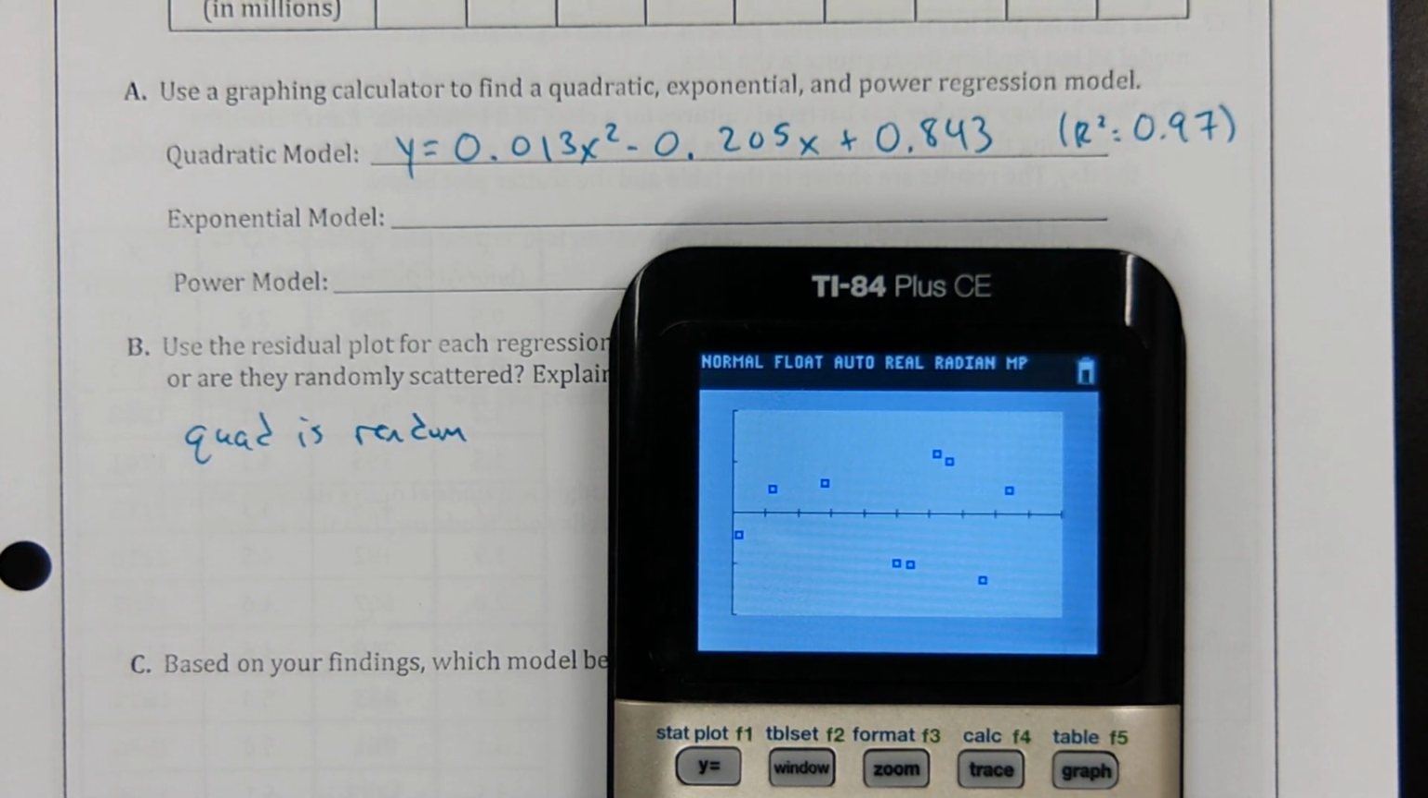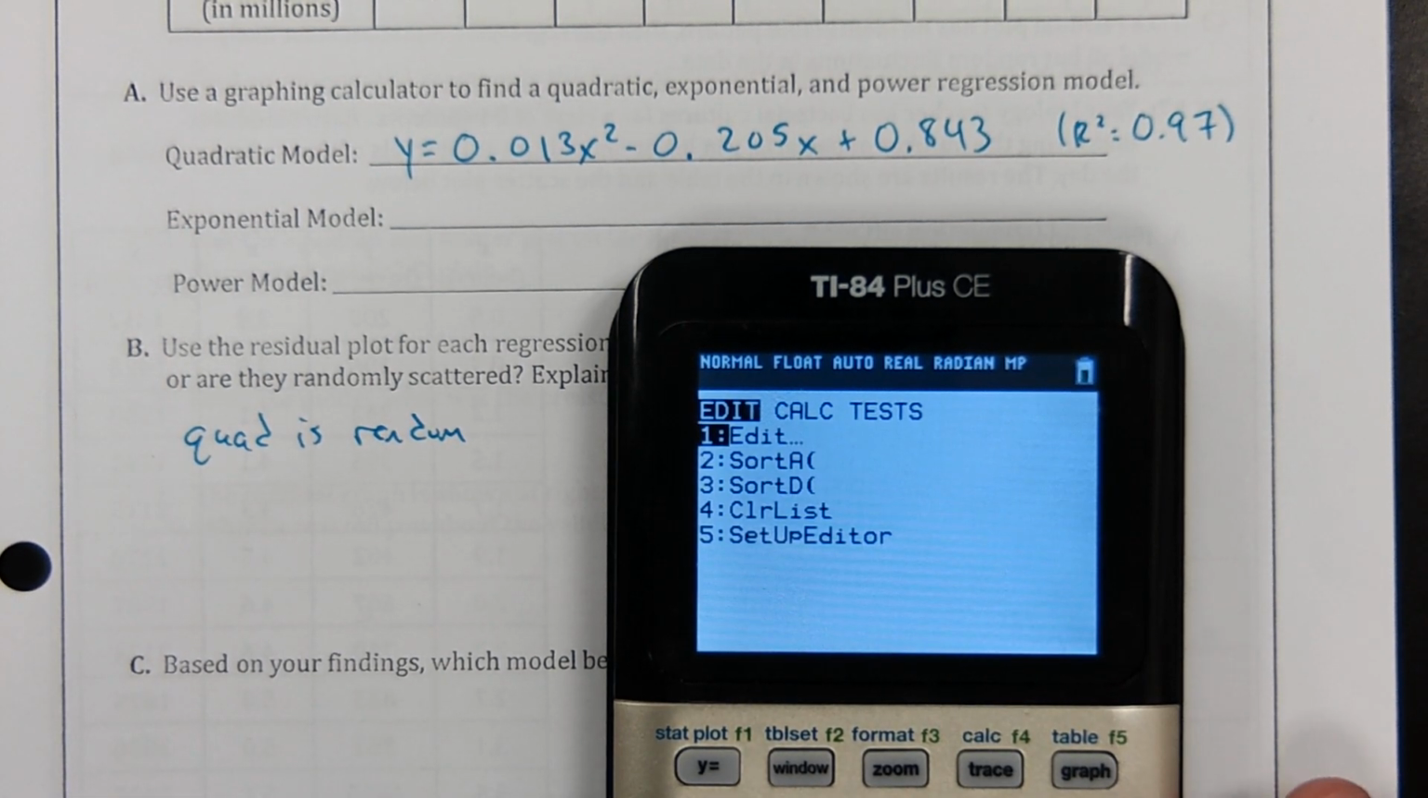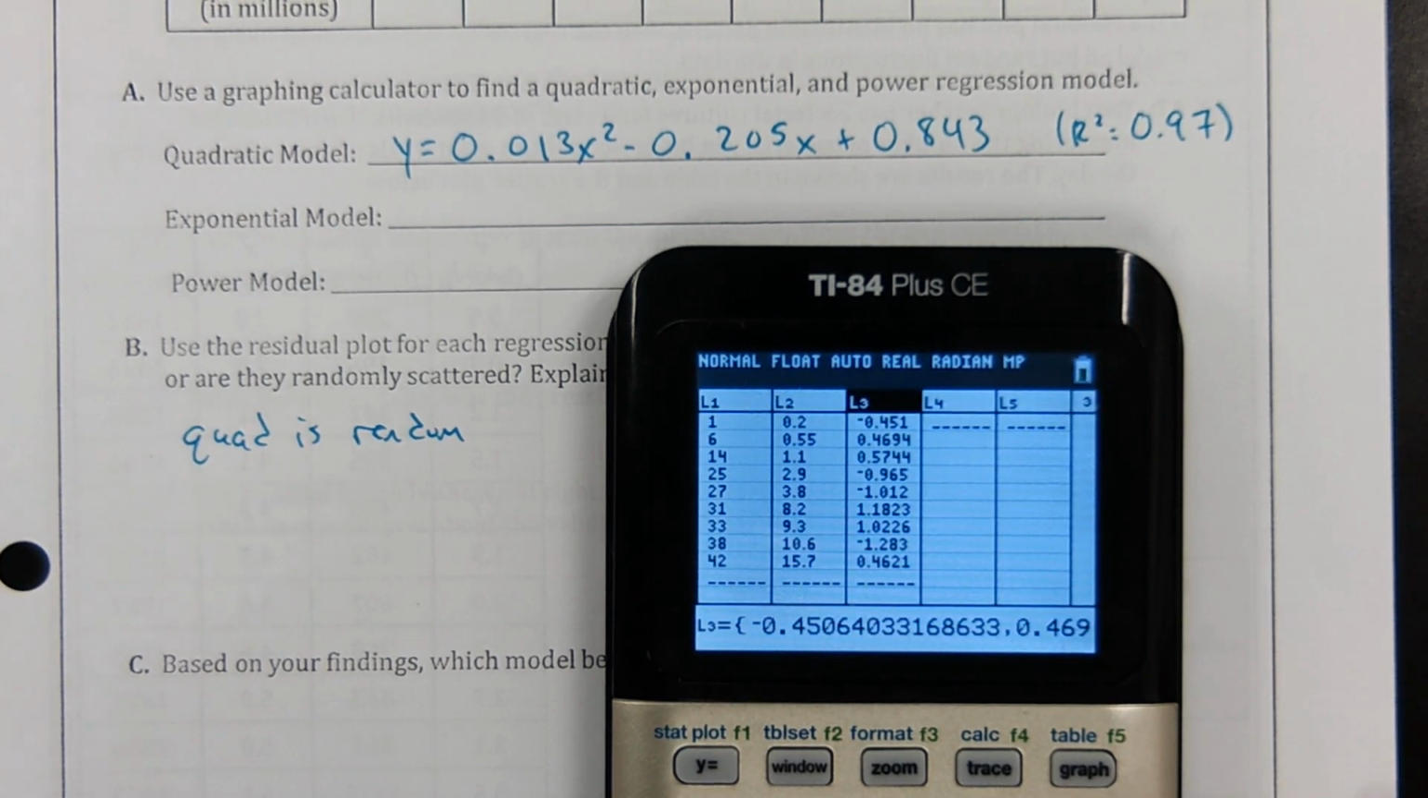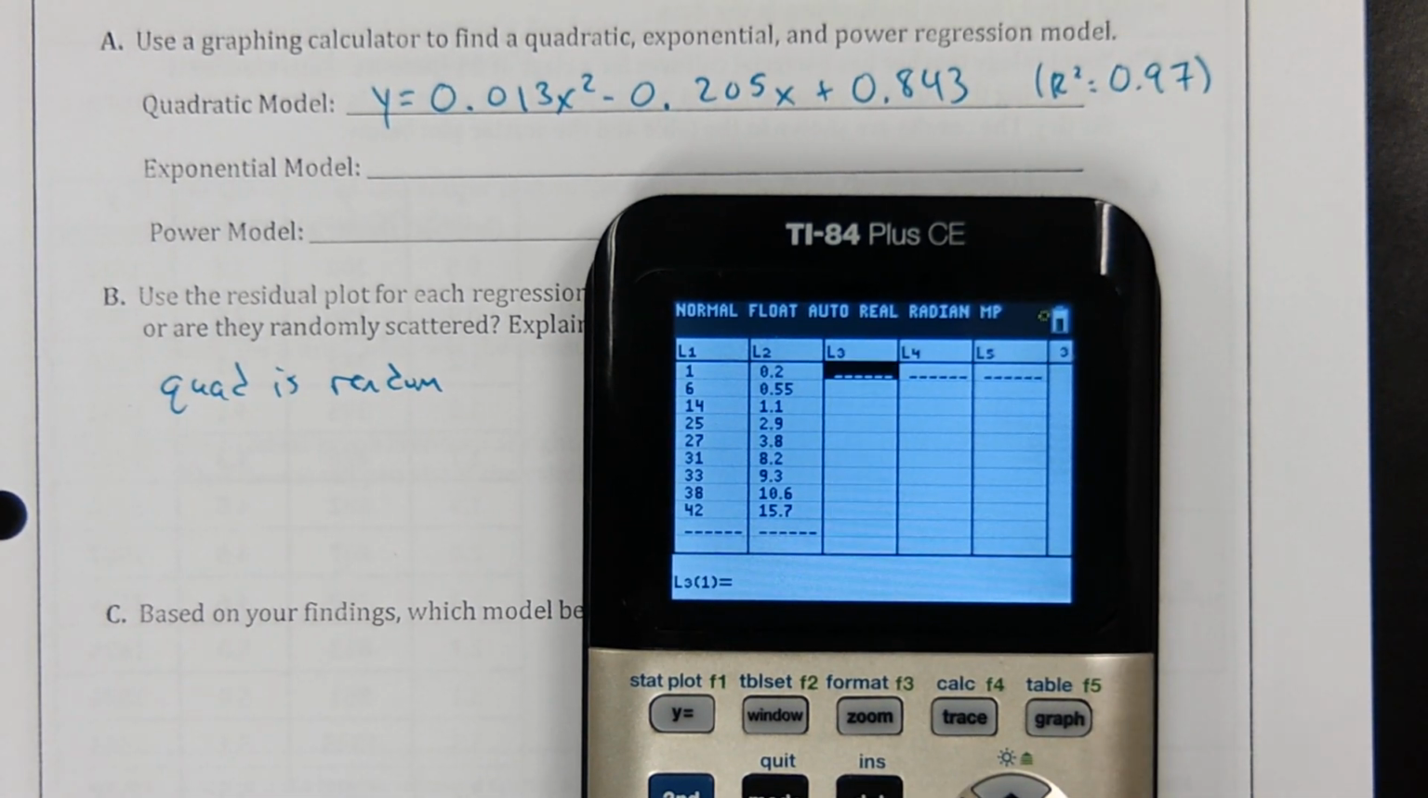But I would like you to notice that some of these residual values are relatively far away from the x-axis, right? So if any of my other residual plots get me random, but closer to the x-axis, that's probably the better option, right? Alrighty. Now, I'm going to go to stat, edit, and I'm going to clear L3. There, L3 is clear.